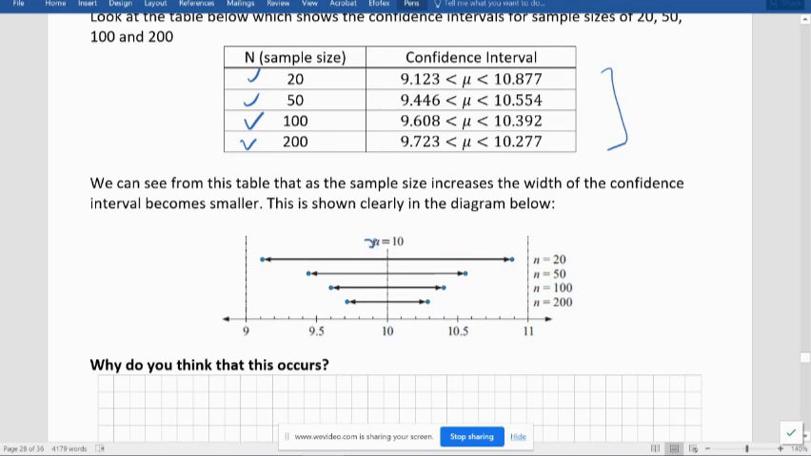In actual fact, that should be written like that. Okay, so the sample mean was 10. And you should note that as we increase n, it's pretty obvious, isn't it? What's happening to the width of the interval? Okay, it's becoming less and less.